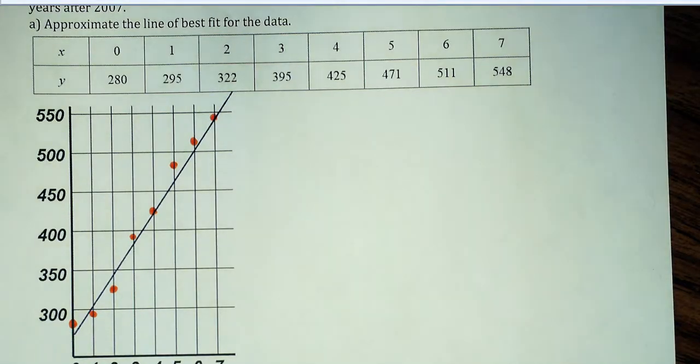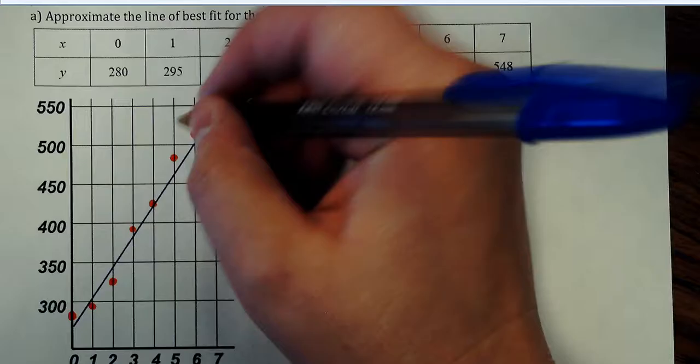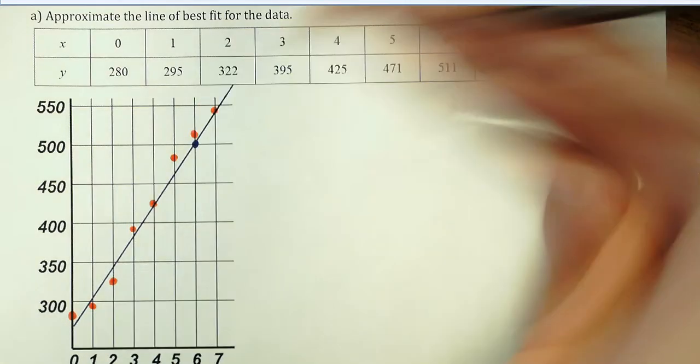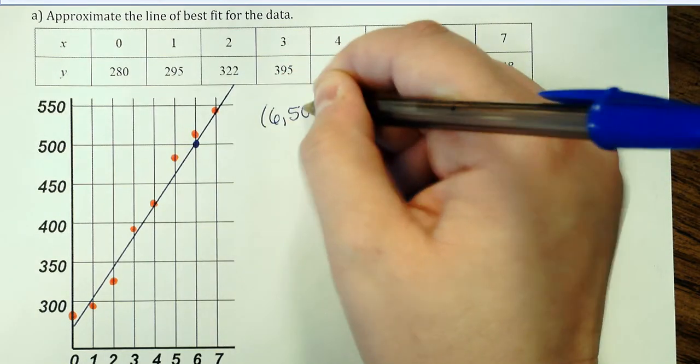Now, what I would want to do here to write the equation of that line is pick 2 points on the line. Now, the 2 points can be directly on the line, or they can be data points, but they don't have to be data points. So let me just look through here. My line looks like it goes right through that point. So pick points that are easy to work with. This would be (6, 500).